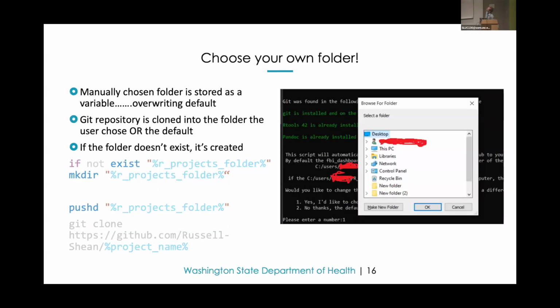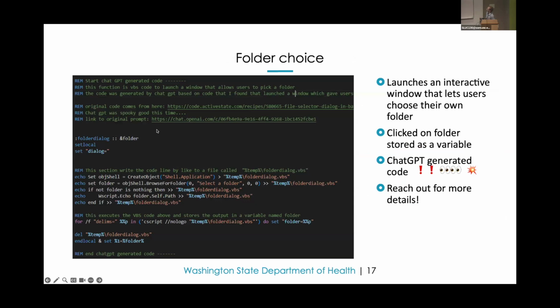We also have this folder chooser, so you don't have to type in a folder path. You can click through this little pop-up box and find the folder that you want to use for the R projects. If the folder doesn't exist, it's created. If it does exist, we just set it. The stuff at the bottom is examples of that code. Here's the actual code for the folder picker. Not important, but a kind of cool example of using ChatGPT. I found online code that would let you choose a folder, and this is written in Visual Basic, which is a language I do not know.